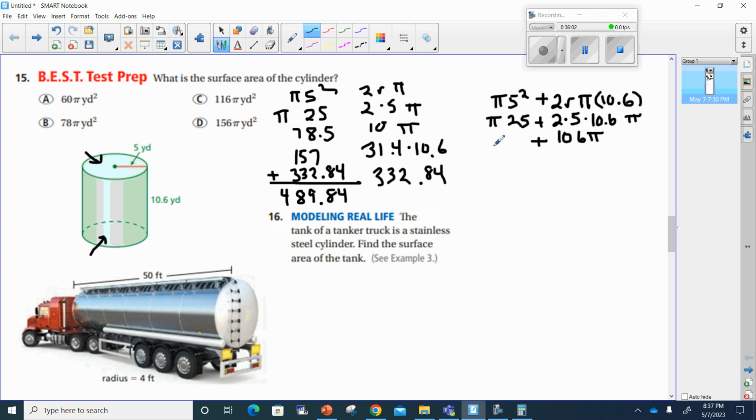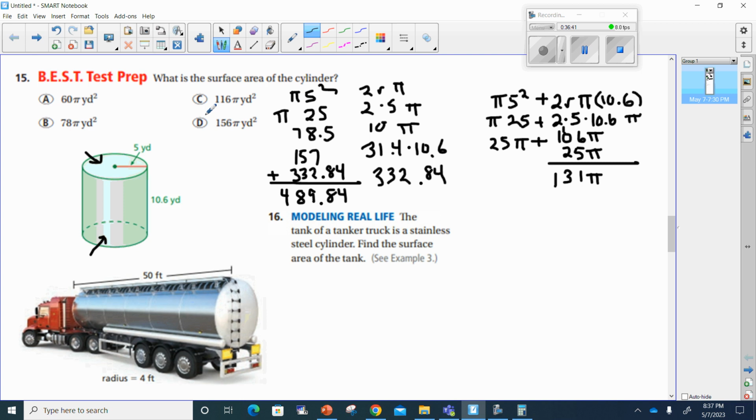And now we've got 25 pi plus 106 pi. Remember, these are like terms now with pi at the end. So I can put 25 pi over here and add these together. We're all talking about pi, so in actuality, this is going to be 6 plus 5 is 11. Carry the 1. This is going to be 1 plus 2, that's 3. And 1 comes down. And now we have 131 pi.